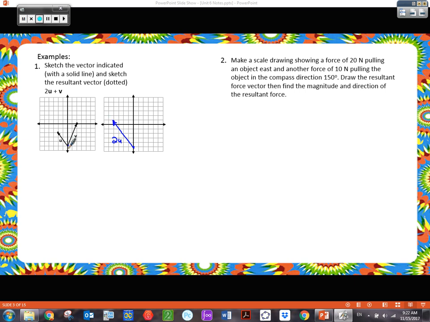Now vector v goes 1, 2, 3, 4, 5 up and 2 over. So 1, 2, 3, 4, 5 and 2 over. So there's my vector v. And I'm labeling it vector v.